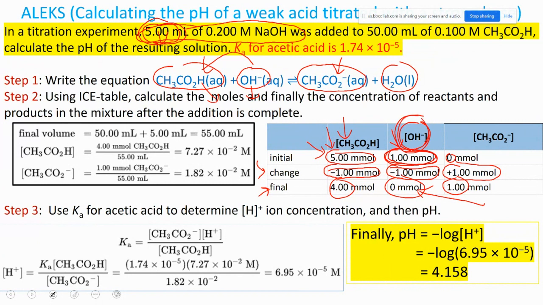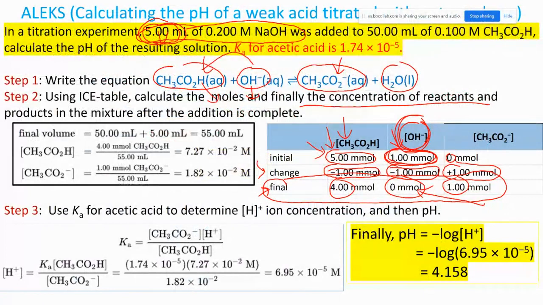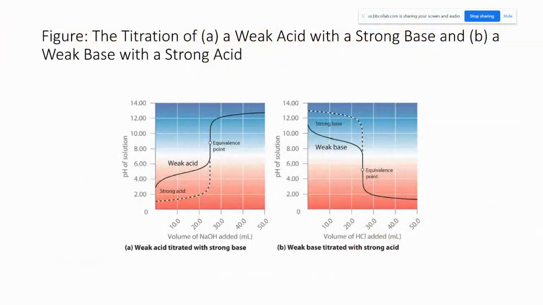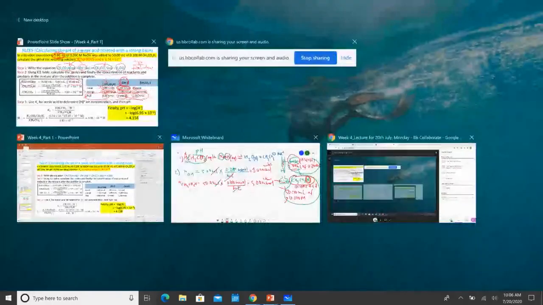Right, so this is what I'm going to use to figure out the concentration of reactants and products in the mixture after the addition is complete. One thing to keep in mind: to find my concentration, my formula is number of moles, let's say of OH minus, divided by volume. But my volume has to be the total volume of the solution. You added 5 ml and 50 ml, so the total is 55 ml. That's why the final volume is going to be 55 ml. Now, based on that, I can easily find the concentration of this reactant and product, right?